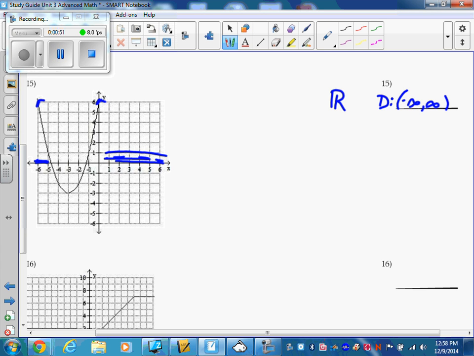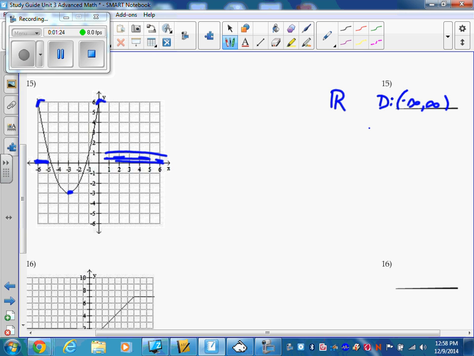Now the range is a different story with this problem. This is the smallest value, or the minimum, that you will ever see on this parabola. We know a lot about this from our studies. We know that this is an even function because it starts up and ends up. We know that it's a positive leading coefficient because it starts up. If it was a negative leading coefficient, it would start down. Okay, and we'll talk more about that in just a moment.